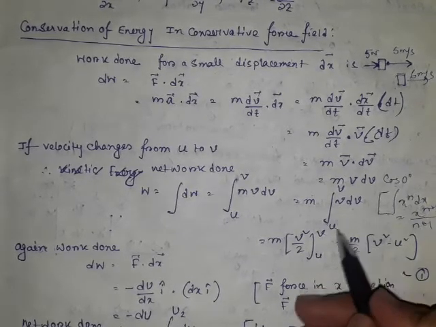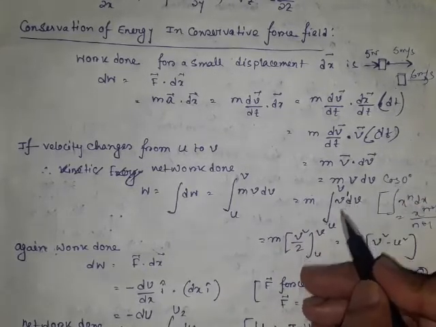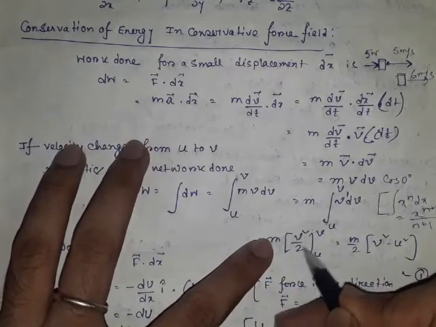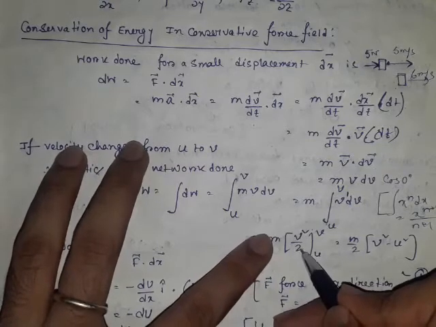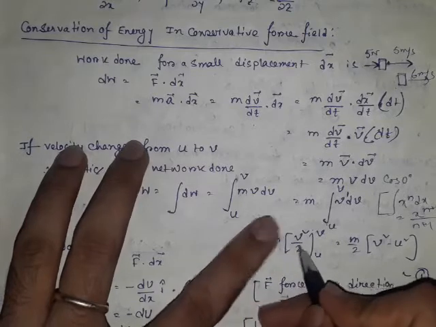So here that is v to the power 1. The result of this integration will be v to the power 1 plus 1, that means v square, divided by 1 plus 1, that is 2. That means m v square by 2. Just take this 2 out, so you will get m by 2 of v square.